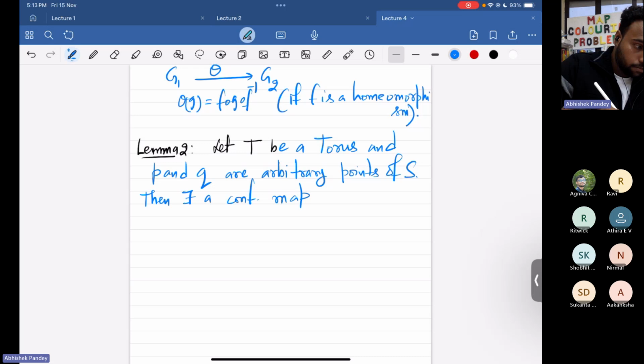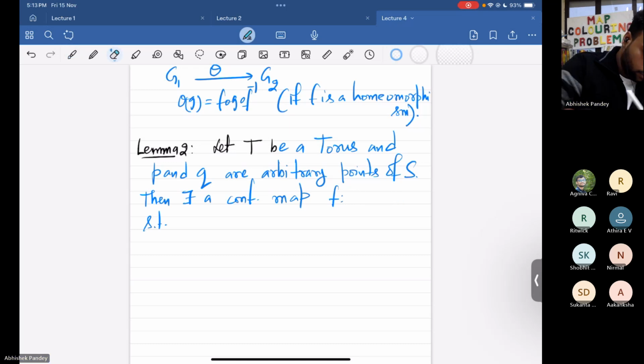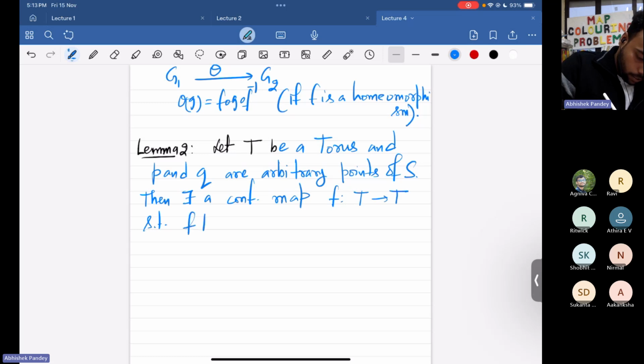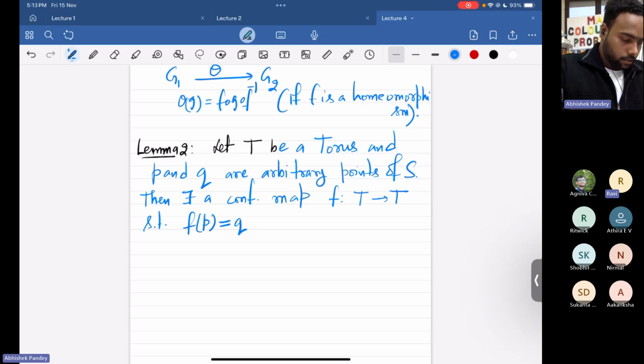So then there exists a conformal map F such that T to T such that F of P is basically Q. We'll come to the proof of this one later. Sorry, what is this? P and Q are arbitrary points of T, or S? It's T, it's T.